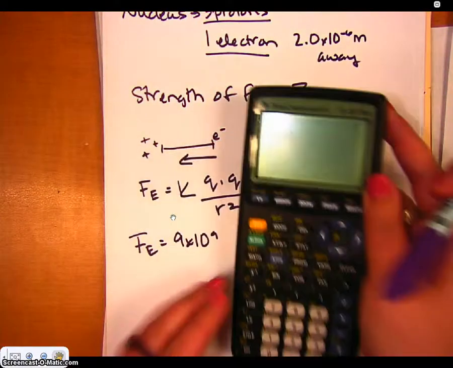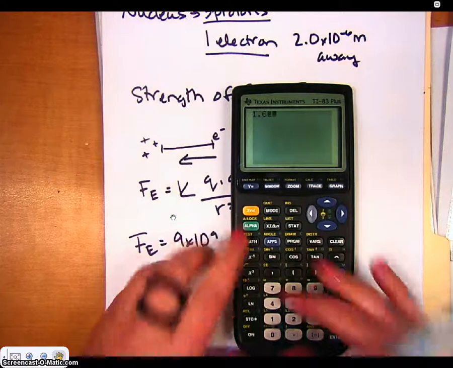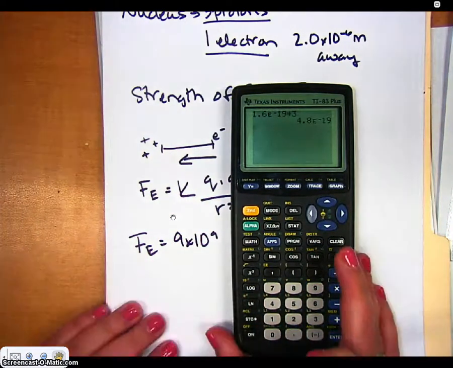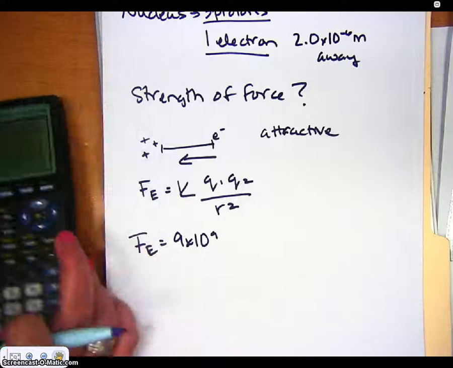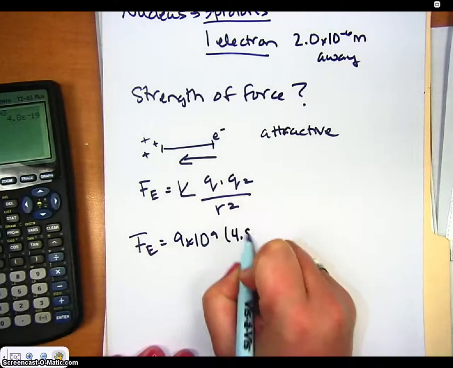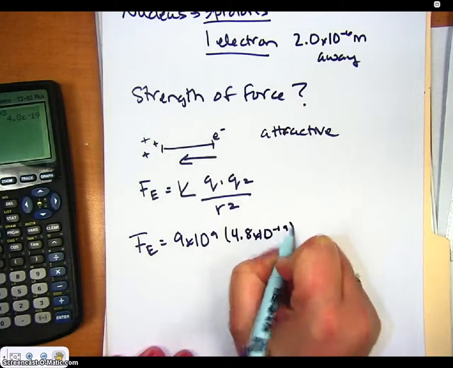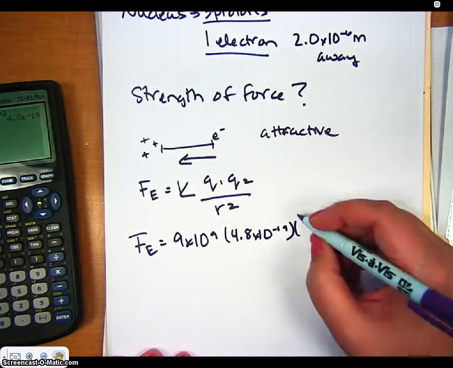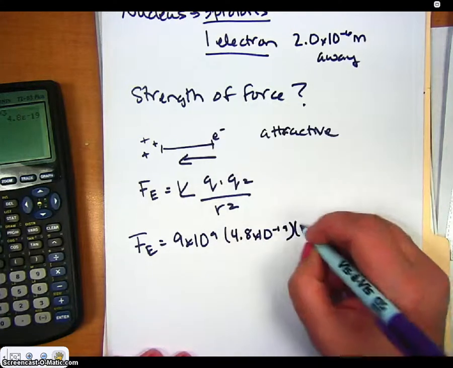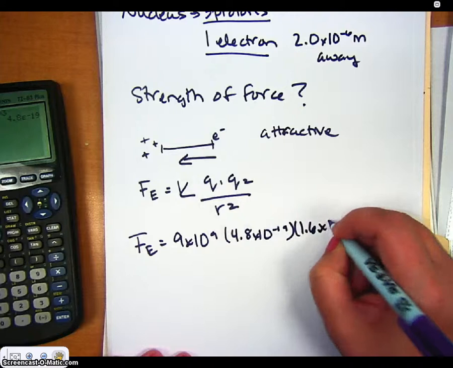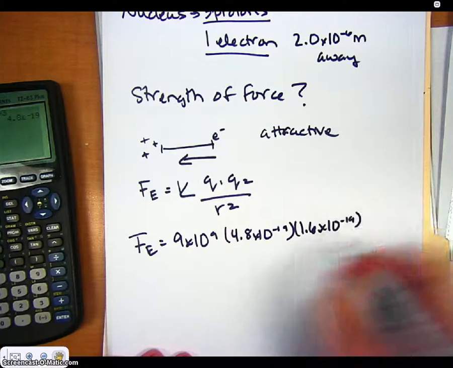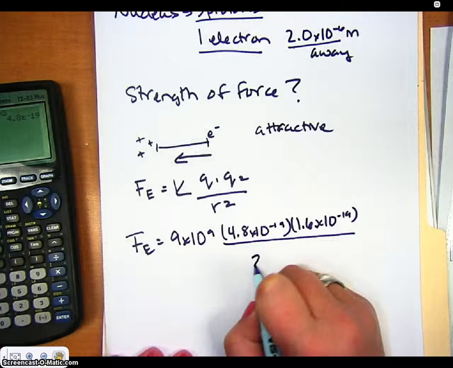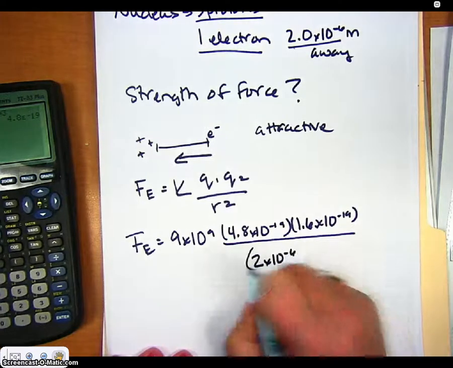So in order to calculate for 3, we just have to multiply it by 3, and I get 4.8 times 10 to the negative 19th. So that's the first charge. And then I get Q2, which is going to be just 1 electron, so 1.6 times 10 to the negative 19th. And then all over r squared, which I said the distance apart was 2 times 10 to the negative 6th, squared.